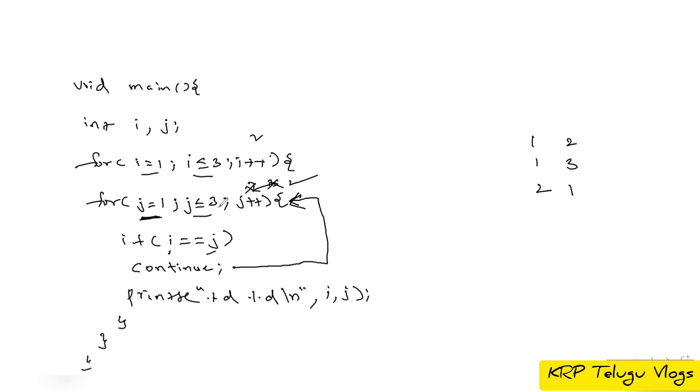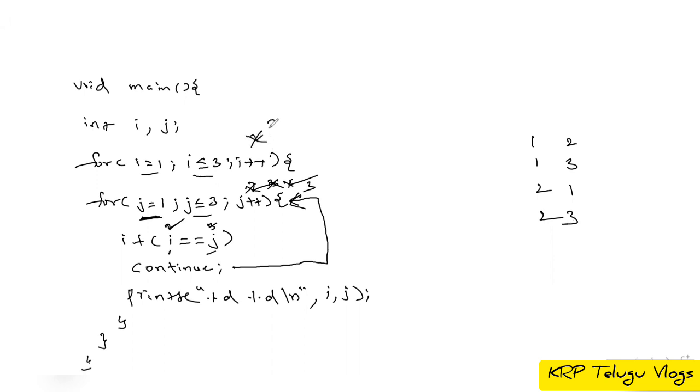So j will be incremented to 2. 2 less than or equal to 3 is true. So i is 2, j is 2. Both are equal. It will hit continue, correct? Yes, sir. So this will not be printed. Now j value will be incremented to 3. So i is 2, j is 3. Both are not equal, so it will not hit continue and it will print 2 3.